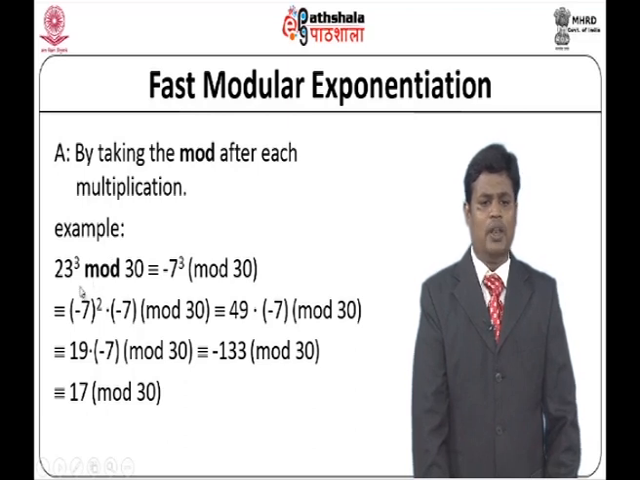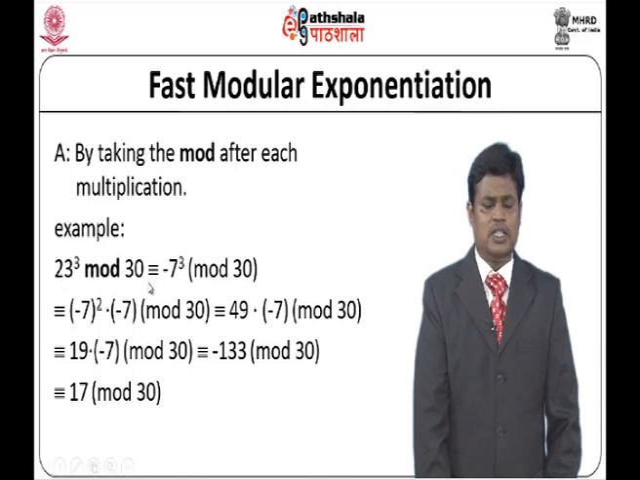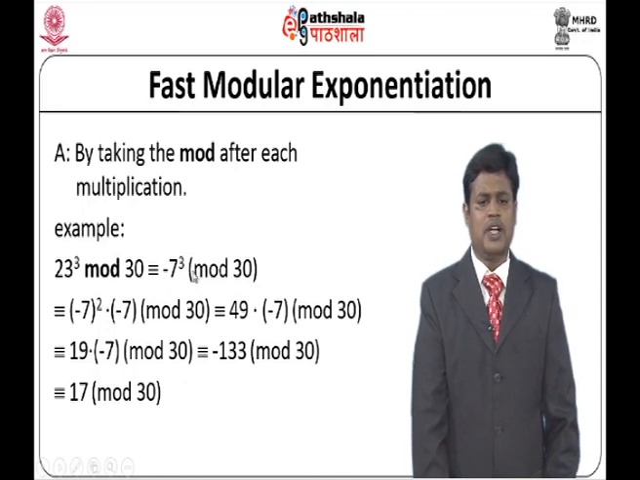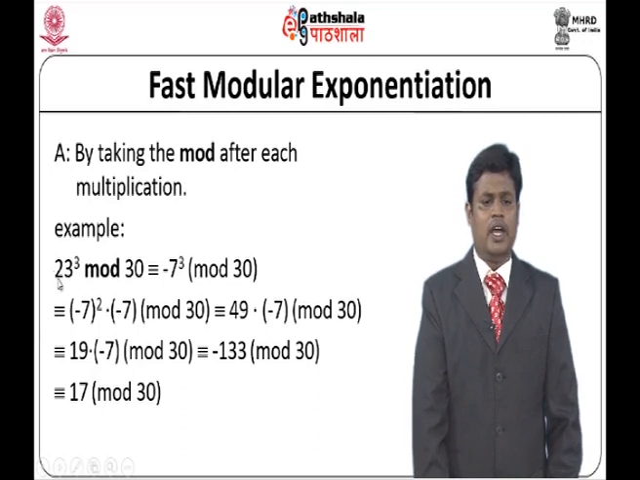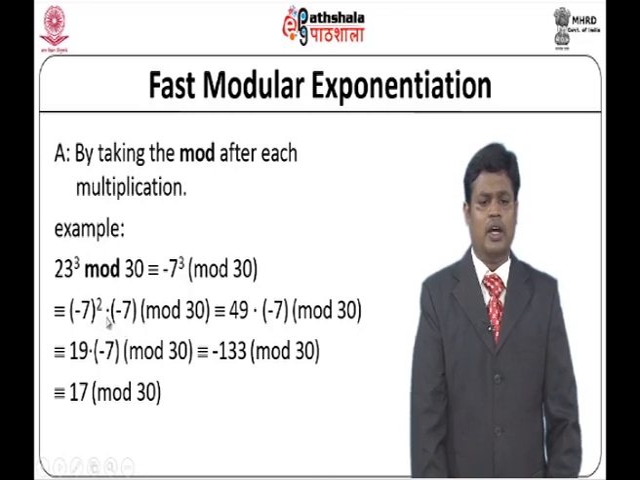With a simple example, let us take 23 power 3 mod 30. I want to compute the modulo value for 23 power 3. That is congruent to minus 7 power 3 mod 30. How are we saying minus 7? Because when I take 23 minus 30, what will I get? I will get minus 7. So minus 7 power 3 mod 30. So minus 7 square into minus 7 mod 30, that is power 3, taking it in terms of the square and minus 7.